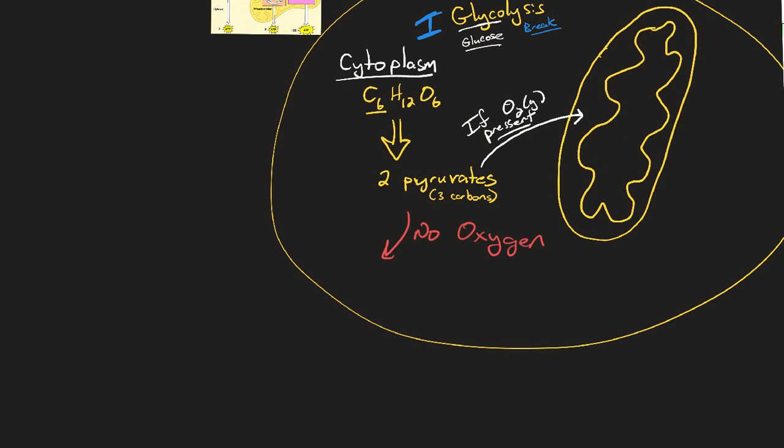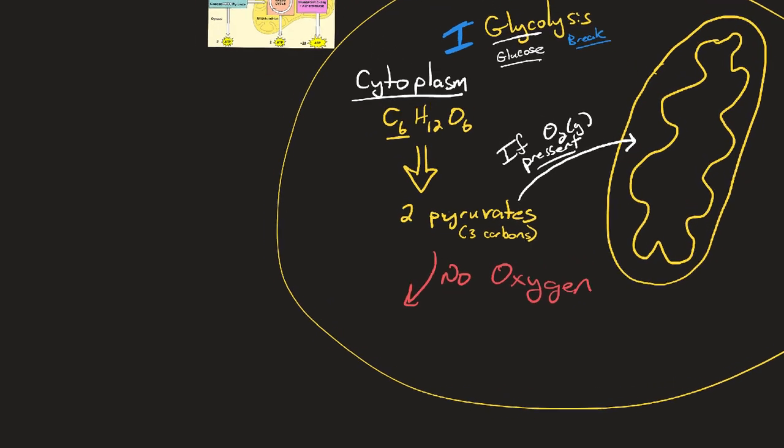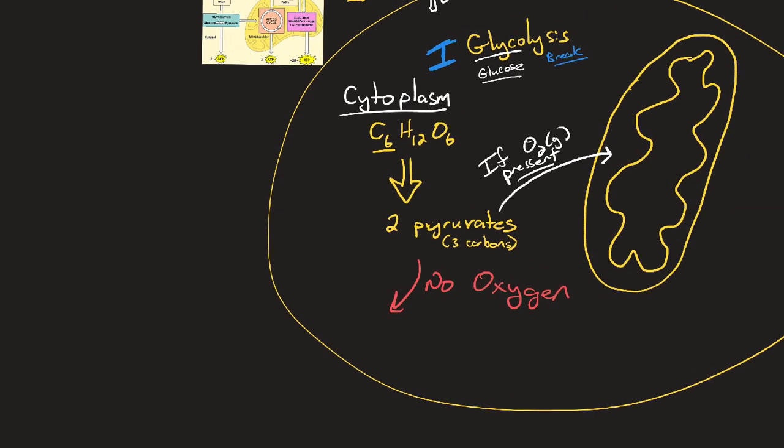Do you need oxygen to break sugar up? No. Glycolysis is anaerobic. What does an mean? Does not need oxygen is correct. An means not. Aerobic means it needs oxygen. So this is anaerobic. Does not need oxygen.